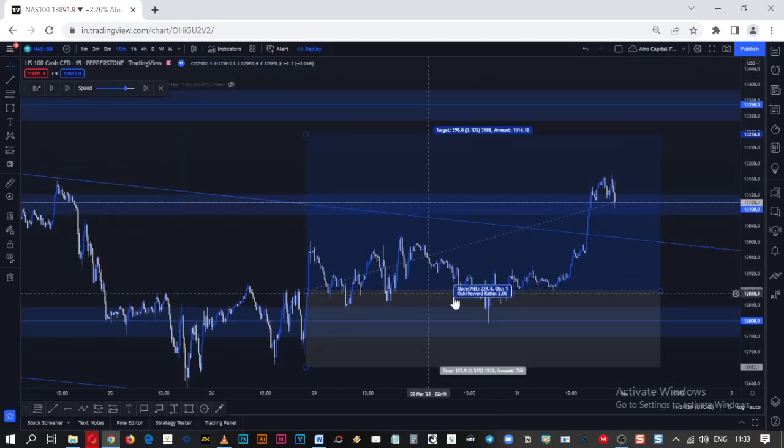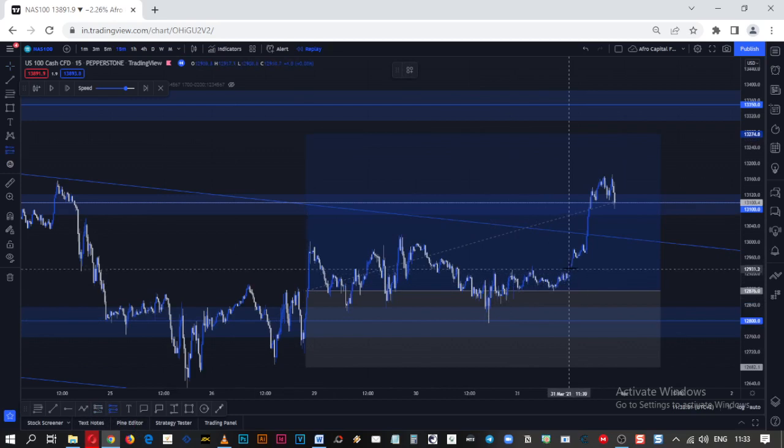Many entries would have been presenting themselves. As soon as price broke over here and then retested, would have been another entry. Many entries would have presented themselves.